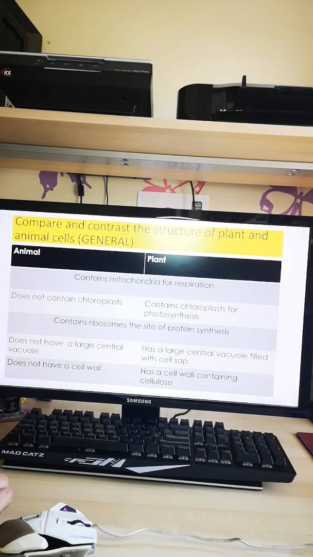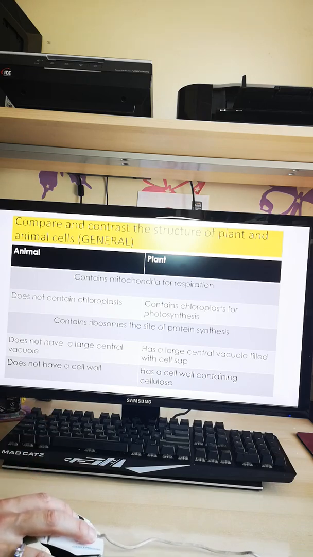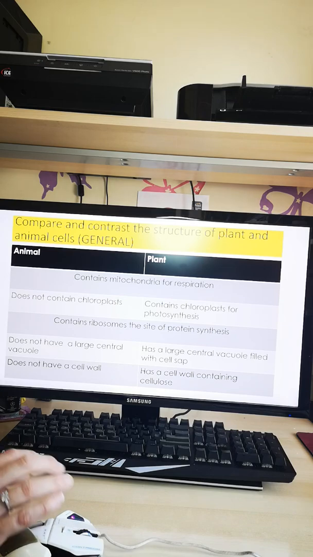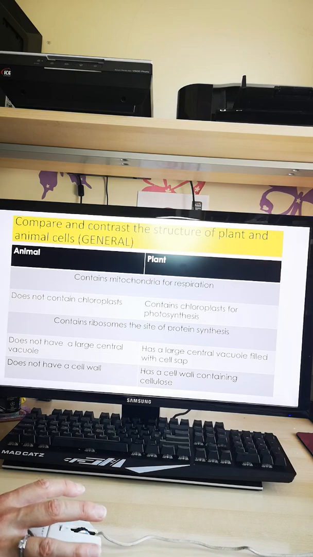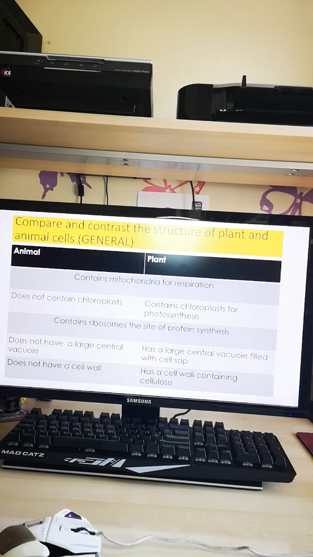Animals cannot photosynthesize because they do not contain chloroplast, whereas generally plant cells do contain chloroplast for photosynthesis. Okay, I say generally because there are some plant cell types, as we will recap in a minute, that don't need chloroplast because they are not photosynthesizing cells. Okay, another similarity, both contain ribosomes, the site of protein synthesis.